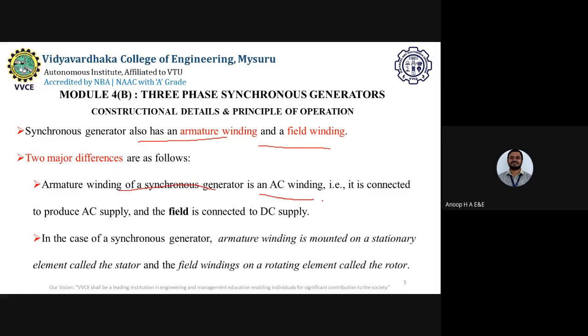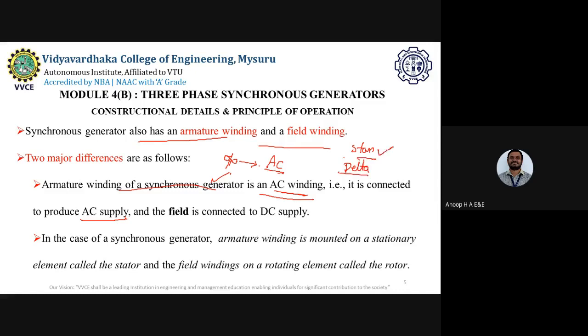It's an AC winding and it is connected to produce the AC supply. So what I mean by it is, we are talking about the output. The output here is said to be AC in the case of the synchronous generator. So this is the AC winding, and these stator windings have two types of connections, that is a star connection and a delta connection.